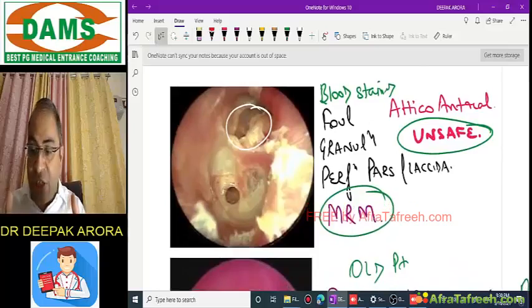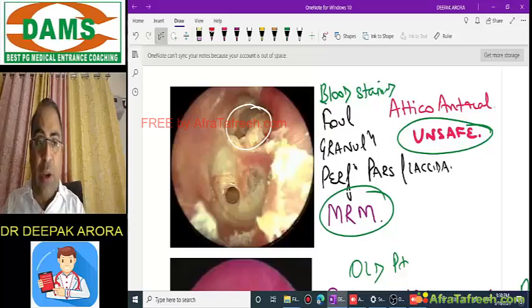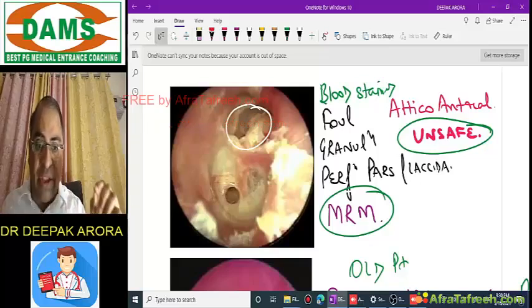If blood stain discharge is there, foul smelling discharge is there, granulation is there, pars flaccida is involved, I label the patient as atticoantral ear, unsafe ear. What is the treatment? Modified radical mastoidectomy.